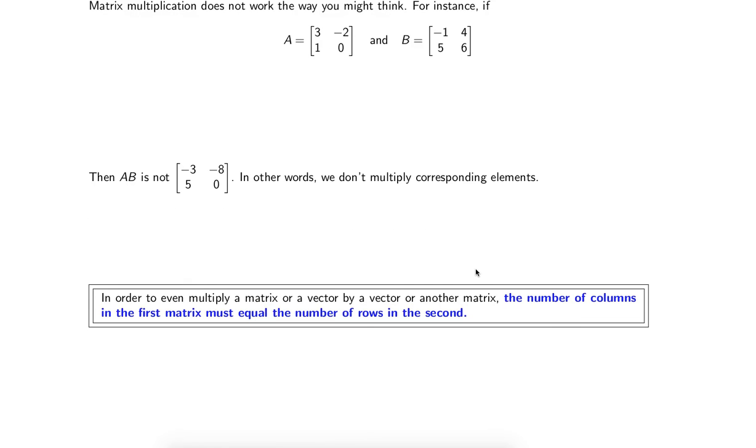But before we multiply a matrix by a vector, or a vector by a vector or another matrix, the number of columns in that first matrix must equal the number of rows in the second.